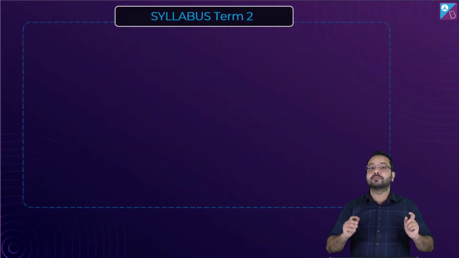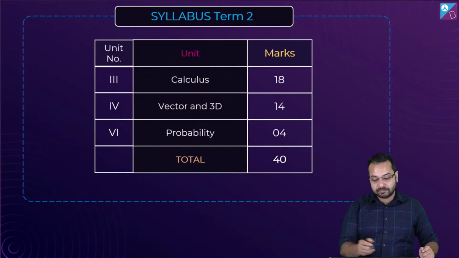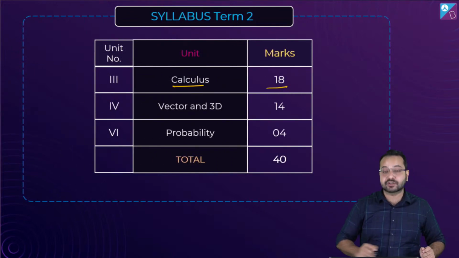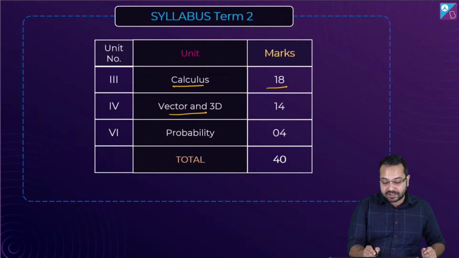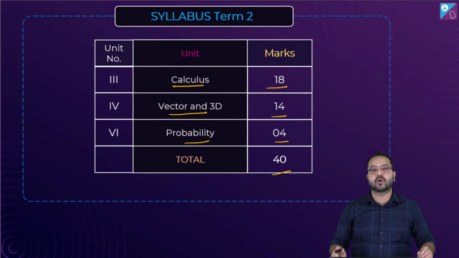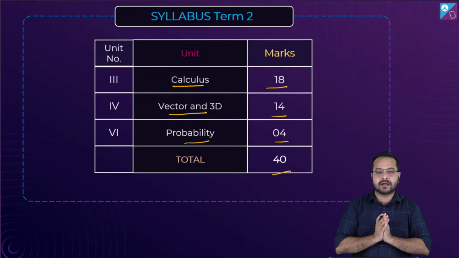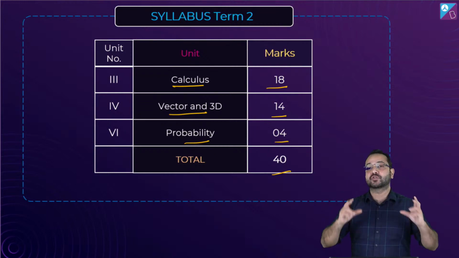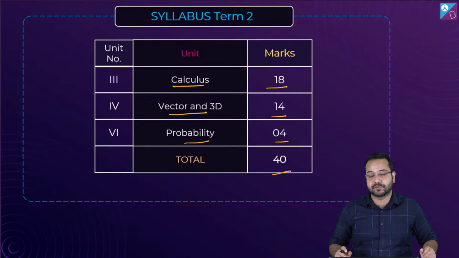Let's talk about Term 2. In Term 2, calculus has a massive weightage of 18, vector and 3D has a weightage of 14, probability has a weightage of 4 marks. That makes it 40 as well. Okay, so you can get a slight idea as to what topics are extremely important from the board's point of view.